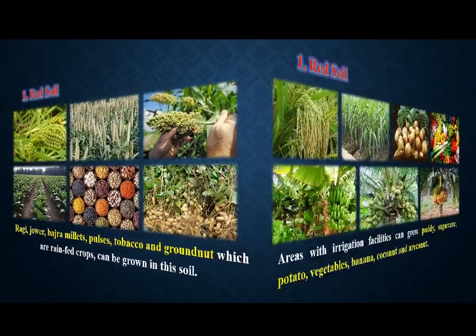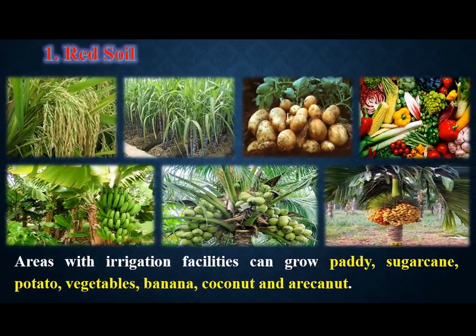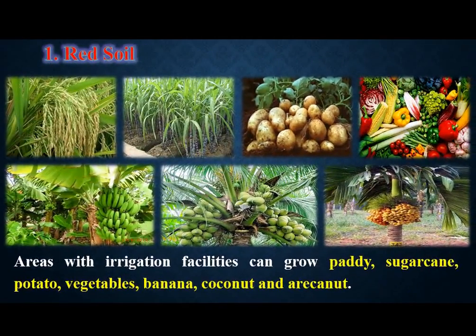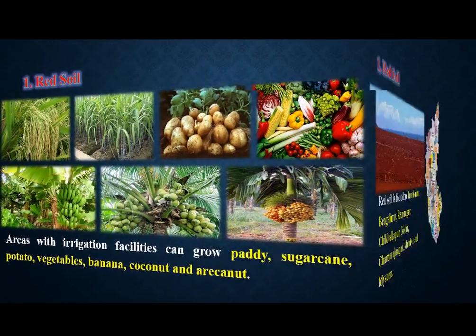And there are some other crops as well which we can grow through the irrigation process. Irrigation means the artificial supply of water to the agricultural land. Areas with irrigation facilities can grow paddy, sugarcane, potato, vegetables, banana, coconut, and arecanut in the red soil with the help of irrigation facilities.